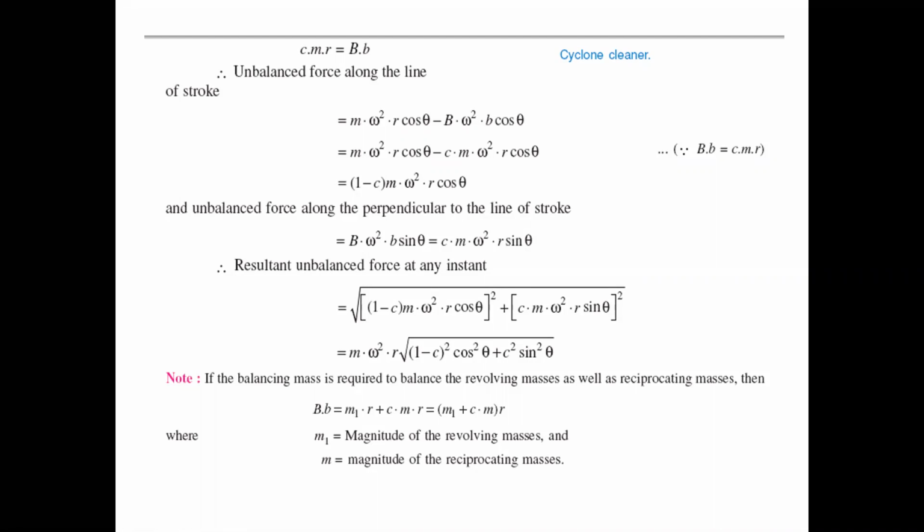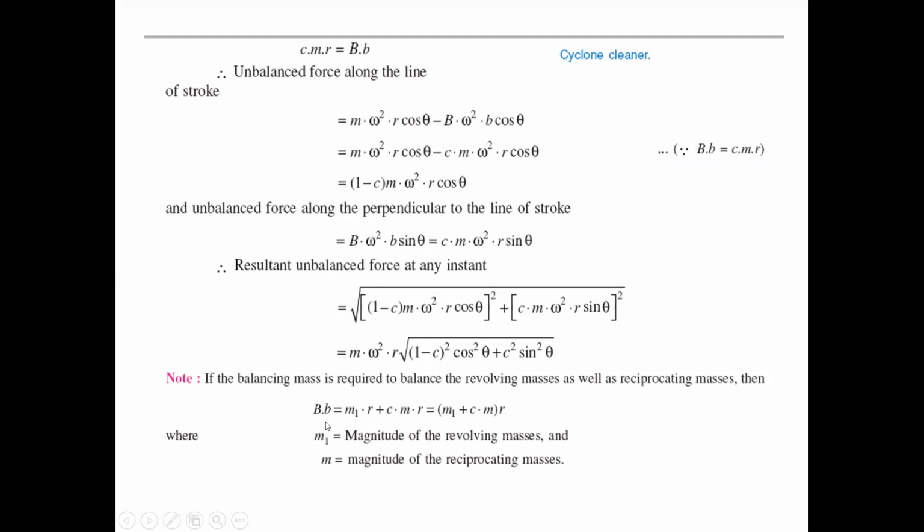So now they are also given one thing here. That is, if a balancing mass is required to balance the revolving masses as well as the reciprocating masses. Here, reciprocating masses and revolving masses both are there. All of you observe that both masses, reciprocating masses and revolving masses. So the balancing mass is required to balance these two components.